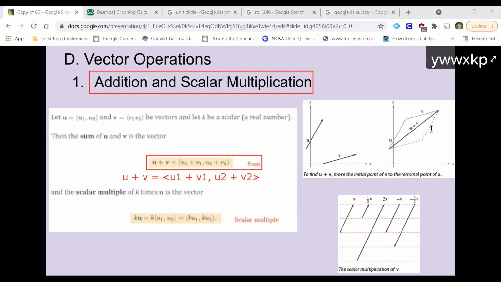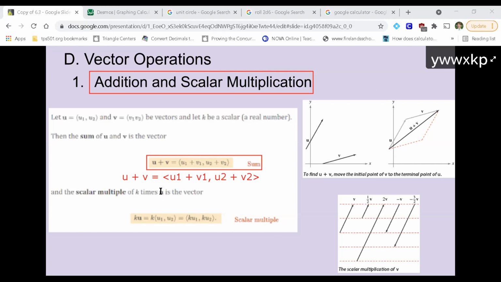We aren't going to do much with the graphical stuff. It's not going to be on a quiz or test or anything like that. But depending on what physics teacher you get, or what college physics teacher you might have, they might do more with the graphic component of vectors. So I wanted you to see it.